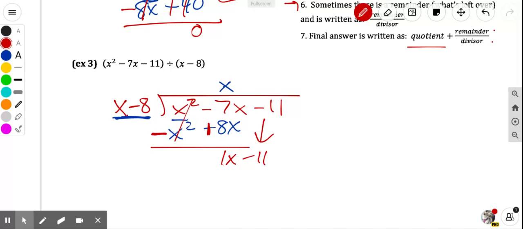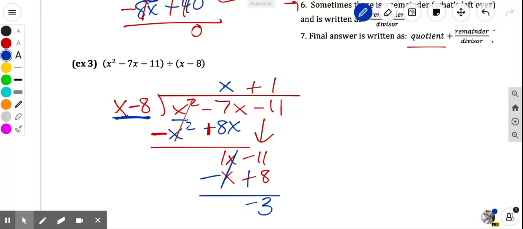So now we think about, what do we multiply x by to get x? That's just going to be 1, positive 1. And then you multiply 1 by both of these. So 1 times x is x. 1 times negative 8 is negative 8. Then we subtract. When we subtract, we're going to change both signs and then combine. So those are gone. And then negative 11 plus 8 is negative 3.